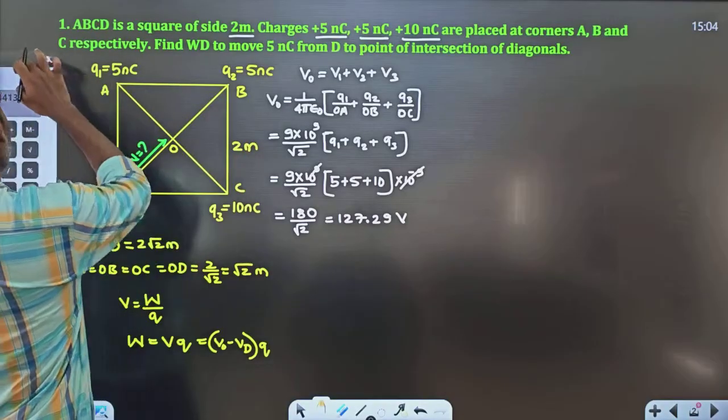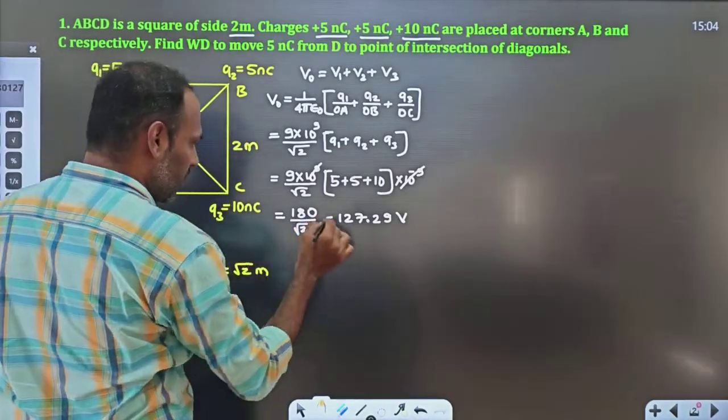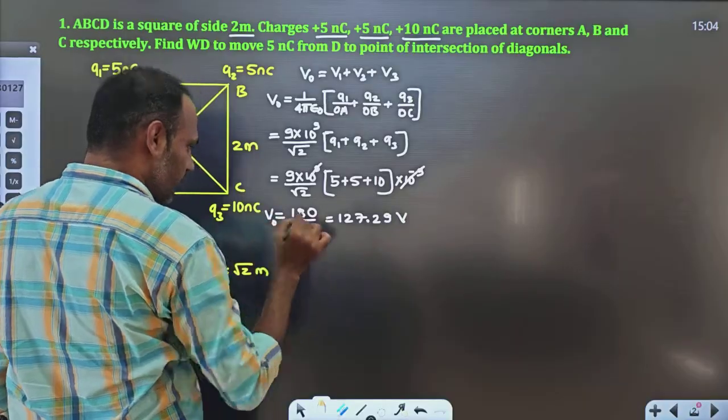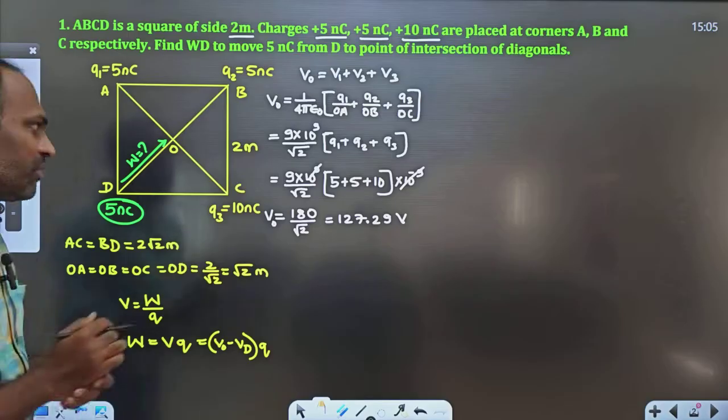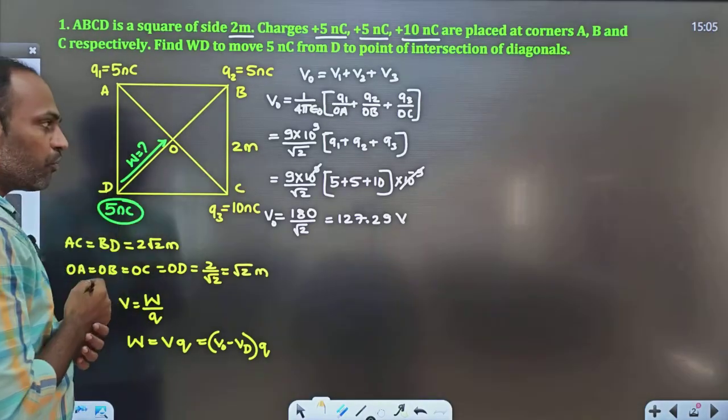So potential at point O, we got this much. Potential at point O is 127.29 volts. Similarly, you have to calculate potential at point D.